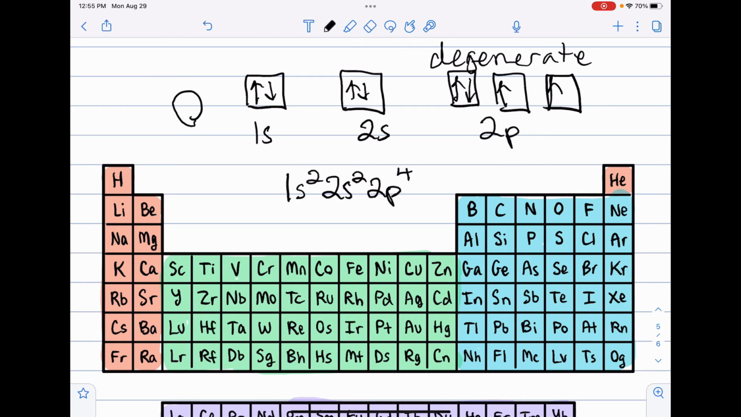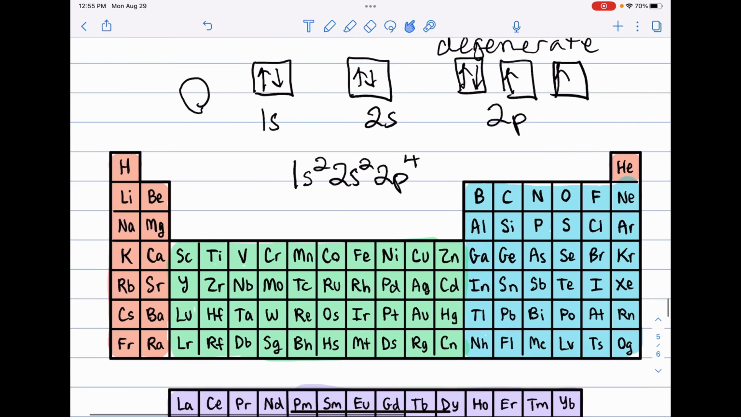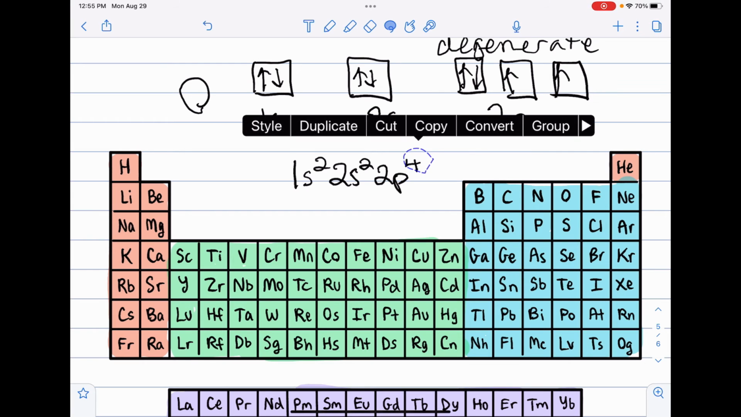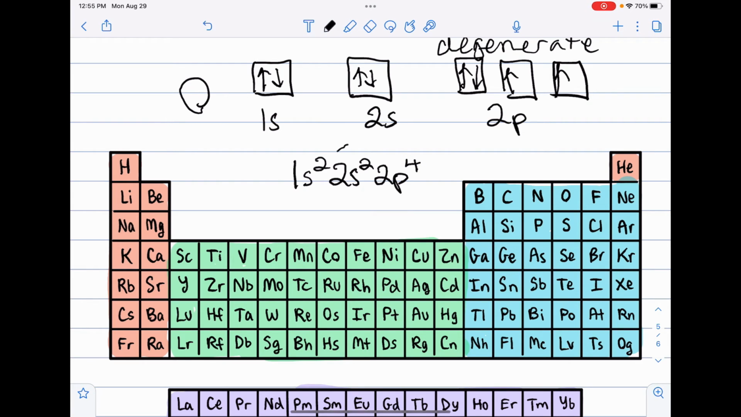So you can see here we don't have to worry about spin, we don't have to worry about Hund's rule. And we can check our work because 2 plus 2 plus 4 is 8, and that's the atomic number of oxygen. So we know that we've done things correctly because we had the right number of electrons.